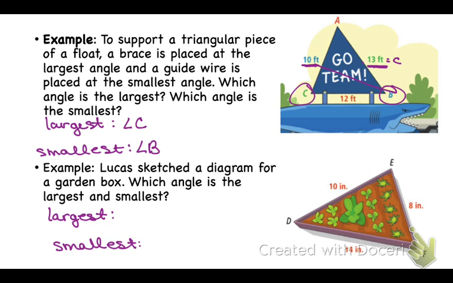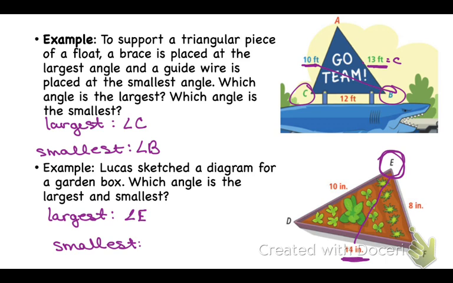Mason, what is the largest angle and why? I don't know. What is the longest side, Mason? DF. Okay, so DF is the largest side. So that means the angle across from it, which is what? E. I know, E is the largest angle. Raya, what's the smallest angle? Would be F, or I mean E. I mean what? F.